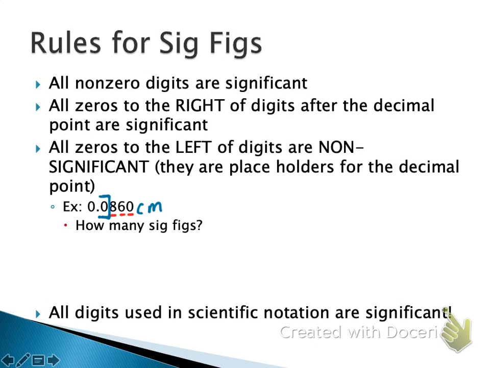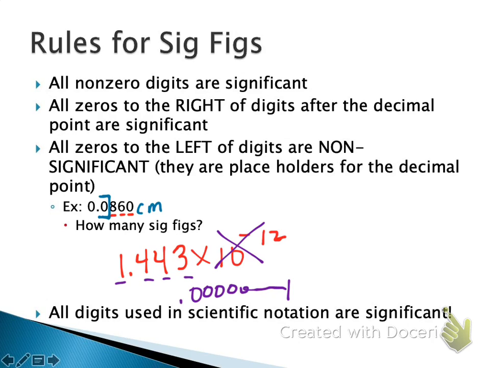Next one, all digits used in scientific notation are significant. And when I say all digits used, I mean all visible digits. So when I say 1.443 times 10 to the negative 12th, how many sig figs? Just 4, right? If I would expand that out, 0.1, and so on, 1, 4, 4, 3, then all those zeros would be placeholders. All we're concerned with are the visible digits. Those are all significant. So 4 there.